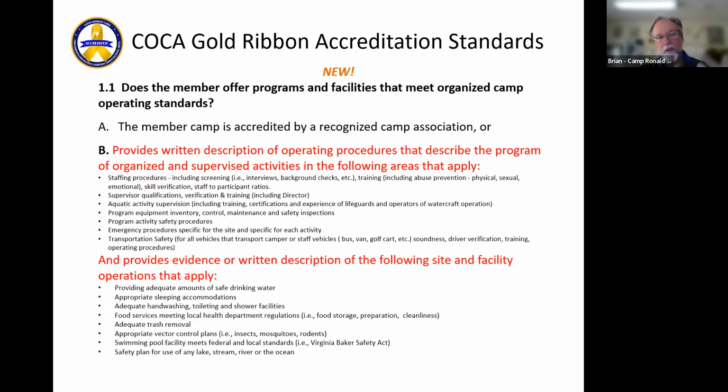So moving on, once again, to this part B, we actually put it in 2 parts. One had to do with providing written descriptions of operating procedures that describe the program of the organized and supervised activity for the following areas that apply. And we'll break this down a little bit more. And then there's another one that has to do with facility operations. So the big thing about it, and you might have control over some of part B1 and some of part B2, is something for you to determine. Which ones are you going to pick up? And which ones can you ask the facility or the provider of that experience to provide you with that documentation?